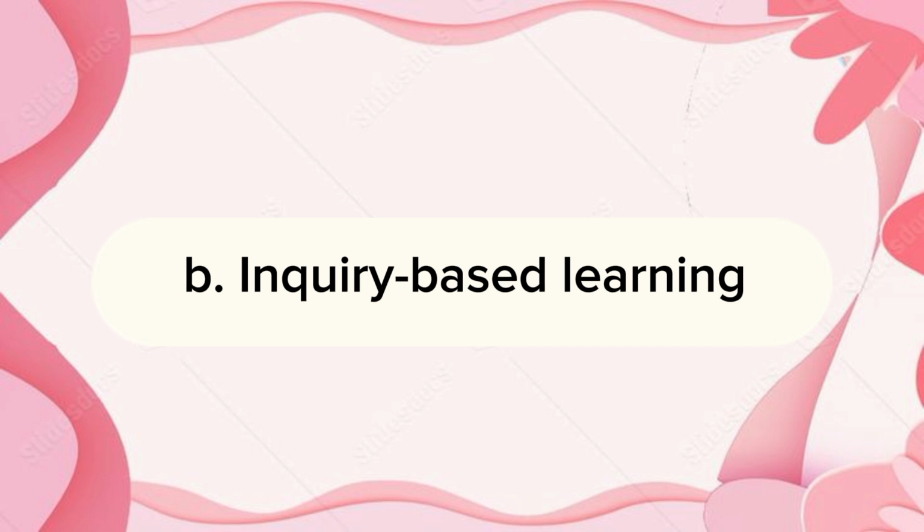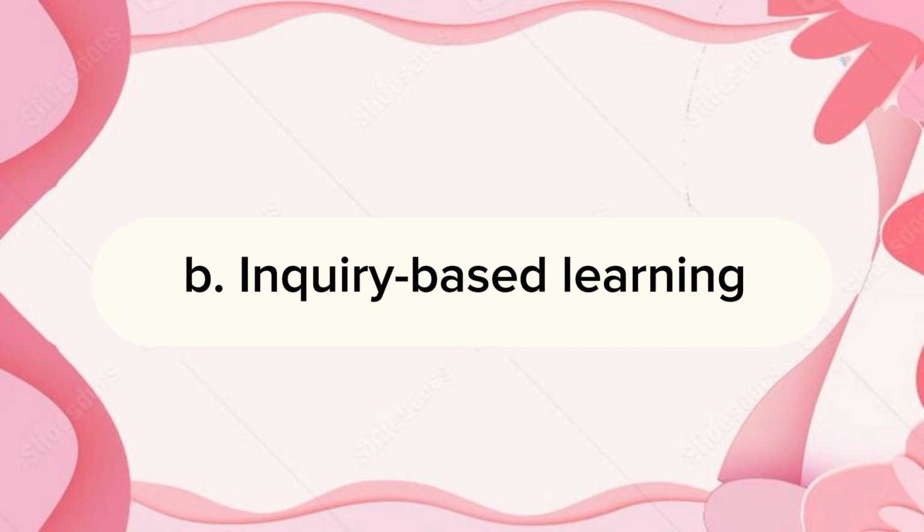Number 4. What is your answer for number 4? Okay, very good. Your answers are correct. So the answer for the number 4 is letter C, observation checklist. Why is it observation checklist? Because an observation checklist allows teachers to record qualitative data about students' behavior, skills, and participation during activities. So they provide insights into how students are learning and interacting.